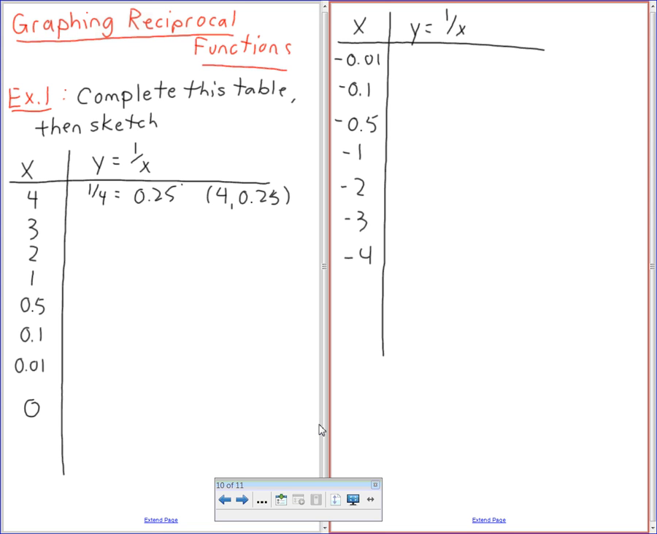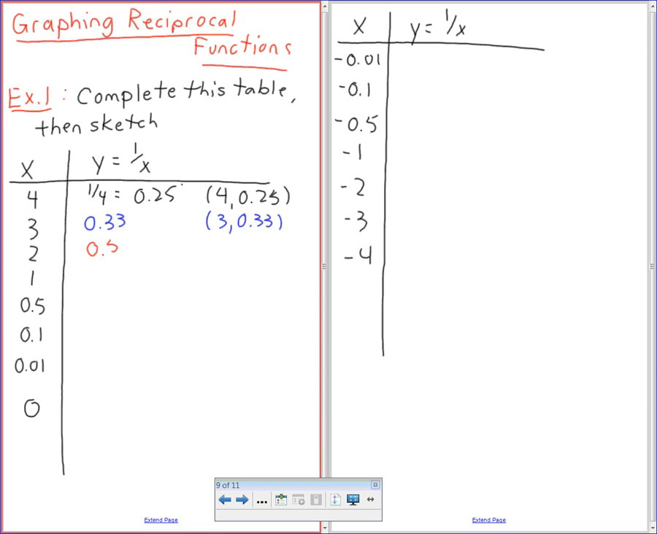Okay, if I have x equals 3, what's 1 over x? 1/3, good, which is 0.33. So that's going to be 3 comma 0.33. Good. If I have x equals 2, what's 1 over 2? 0.5. When I have x equals 1, what's 1 over 1? Good.